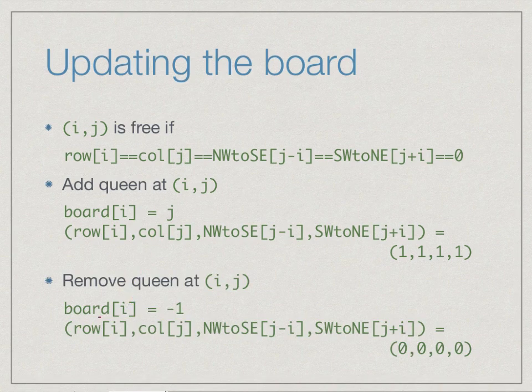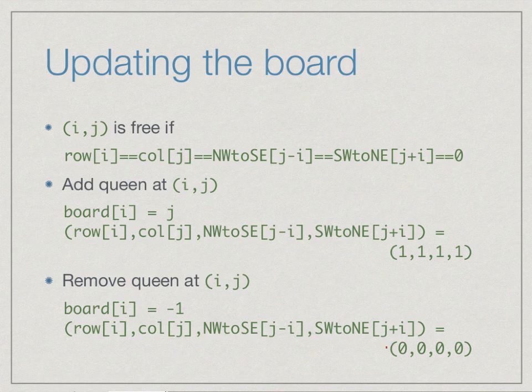We have to first reset the board value to say that the ith queen is not placed. So we could use, say, minus 1. This is not a valid value because the values are 0 to n minus 1. So minus 1 indicates that the ith queen is not placed at this moment. And we reset this row and this column to be equal to 0, because this row and this column are attacked only by this queen.